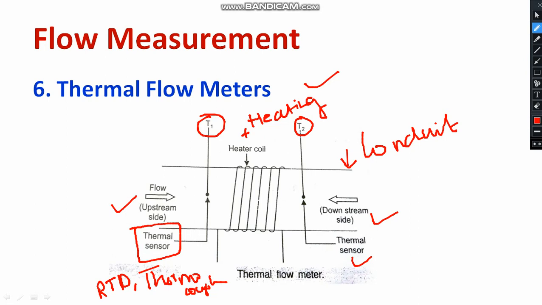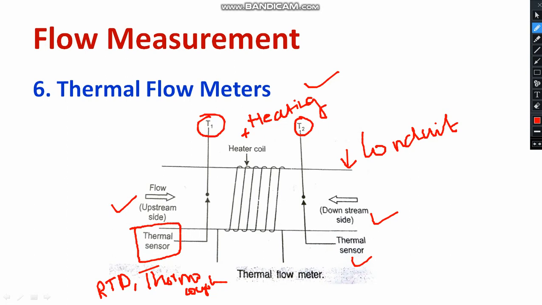Thereby there is a difference in temperature. From that temperature difference you are able to calculate the discharge, and you can calculate the velocity of the fluid flow. There are mathematical relations, and based on the mathematical relation you can calculate. This type of arrangement is known as a thermal flow meter.